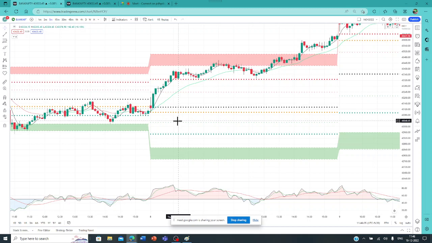Suppose you see this red candle and you feel I should go short, but there is a strong support here, the previous day close. And see what has happened. Price never came back to this level again on that day. So if price is moving here, your first target becomes here.